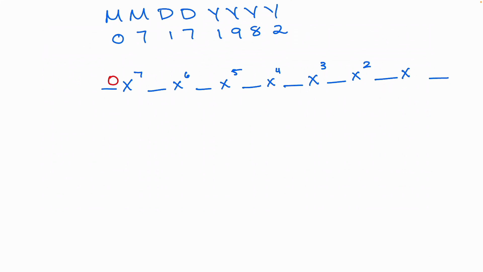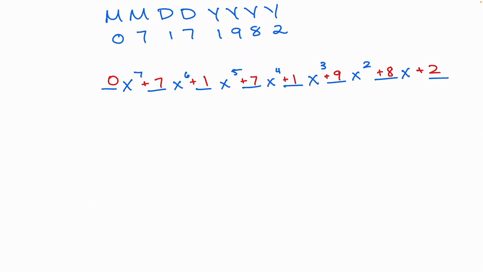And so I have 0x to the 7th plus 7x to the 6th. In fact, I'm going to put all these pluses on these. So plus 7x to the 6th plus 1x to the 5th plus 7x to the 4th. Again, I'm just dragging these numbers in here. Plus 1x to the 3rd plus 9x squared plus 8x plus 2. All right, so that is a very, very long polynomial. However, some things do start happening.